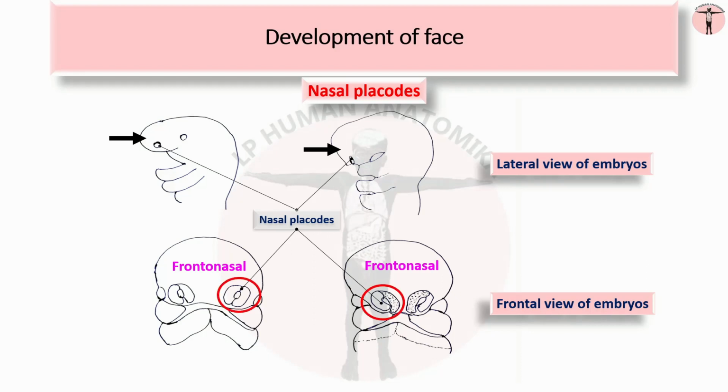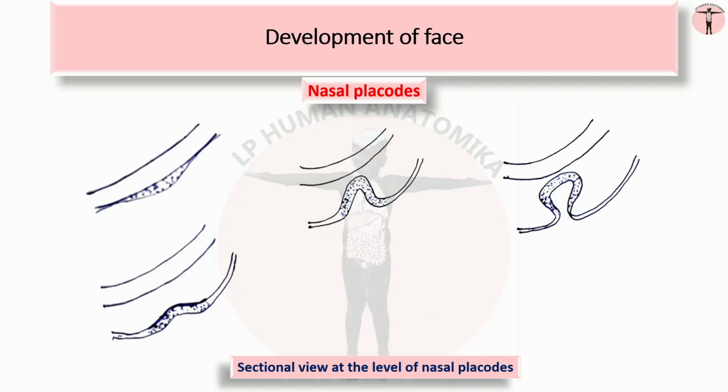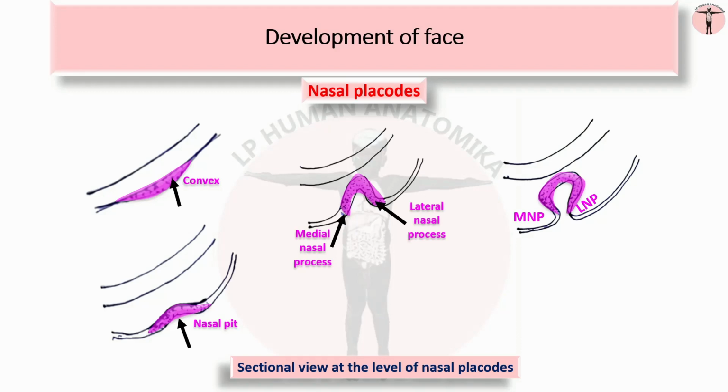Let us take an enlarged view of only the nasal placodes and see the further development. These are the enlarged sections of the development of nasal placodes. In the beginning, these placodes are convex. But during the fifth week, the nasal placodes invaginate to form nasal pits. The mesenchyme in the margins of the placodes proliferates and produces horseshoe-shaped elevations which form the medial and lateral nasal processes or prominences. The nasal pits form the primordia for the formation of the anterior nares or nostrils and nasal cavities.